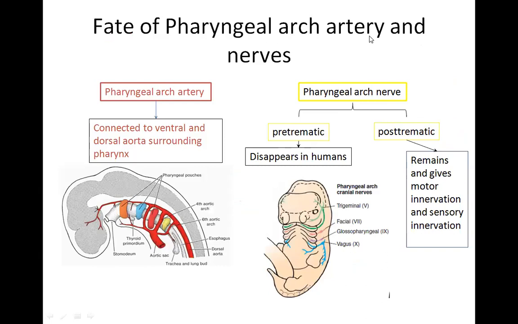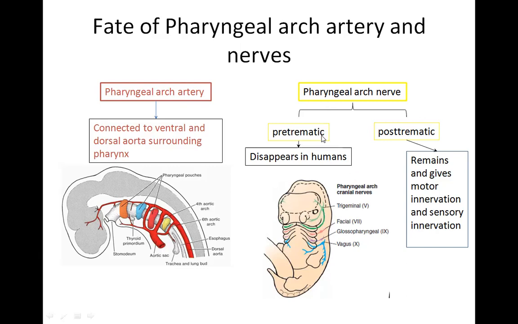Now, what is the fate of the pharyngeal arch artery and the nerve? So we have seen there was a ventral and a dorsal aorta. The two ventral aortae will fuse to form the heart tube, and the two dorsal aortae fuse because of the lateral folding, and they form the dorsal aorta. Now, the dorsal aorta and the primitive heart tube are connected by these aortic arches, which will run around the primitive gut. So the pharyngeal arch arteries are connected to the ventral and the dorsal aorta, which are surrounding this primitive pharynx. Okay? And then there is a pharyngeal arch nerve.